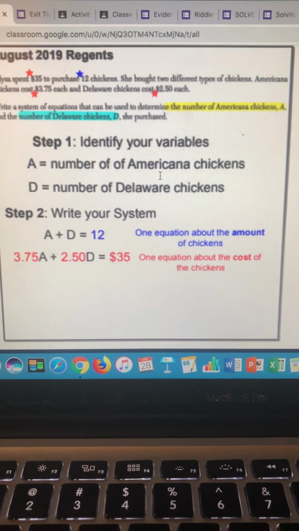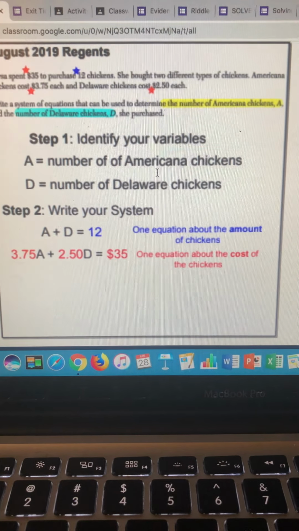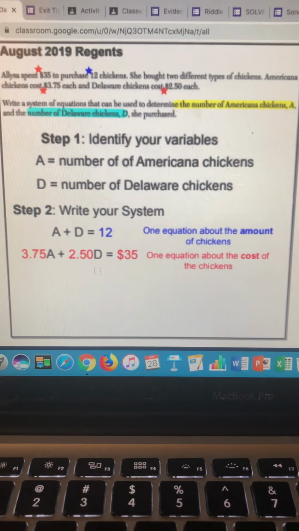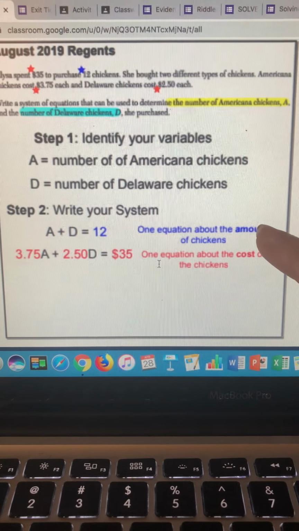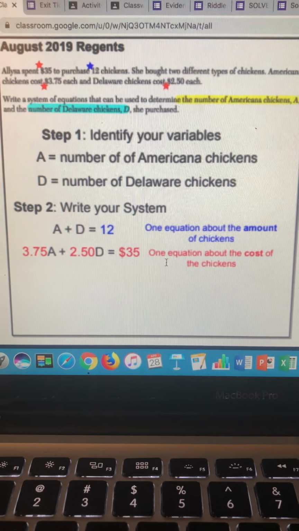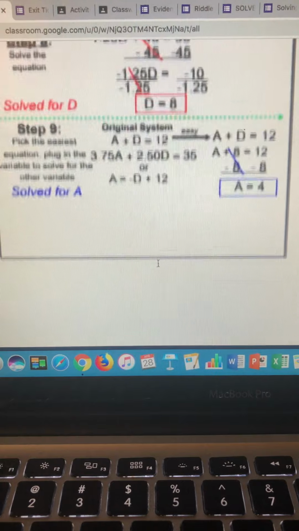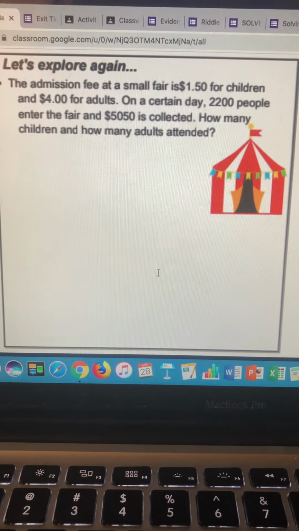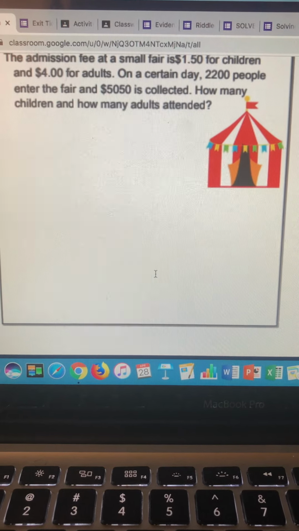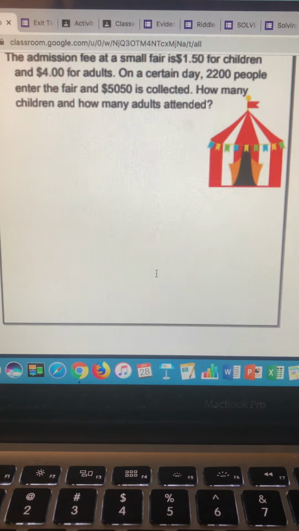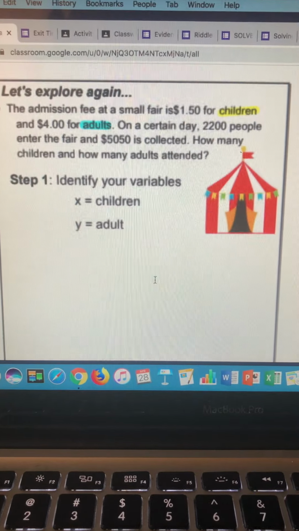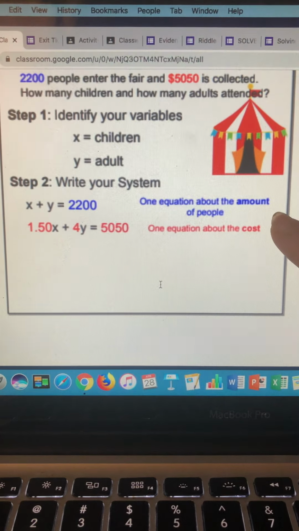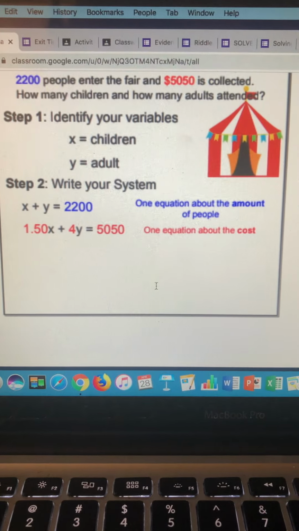Because if you can't write the system, then you won't be able to solve the solution. So please keep in mind that this is a common thing that will keep happening in your systems. One will be about the amount, one will be about the cost, okay? And you'll see that keep happening for everyone. Like here's another example, right? It's about a fair. Again, you have how many, what the admission fee was for children and adults. So right there, there's your variables. And then again, one equation is about the amount of people, and then the other equation is about the cost.